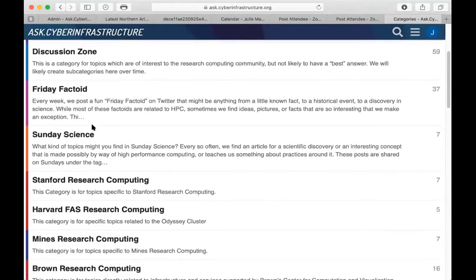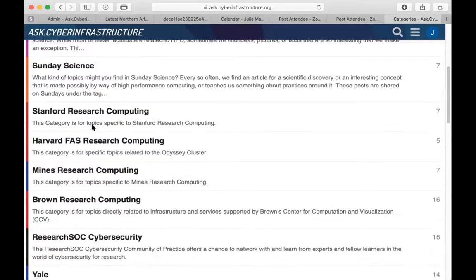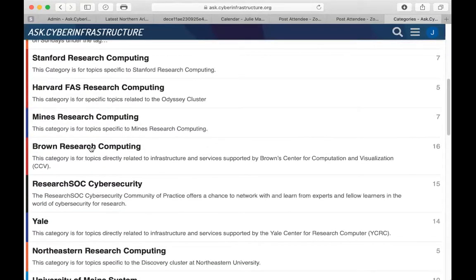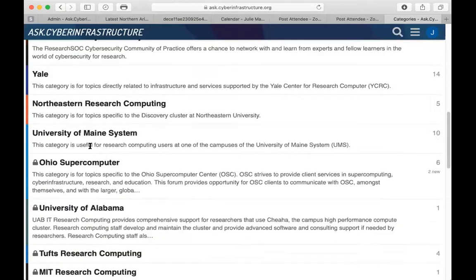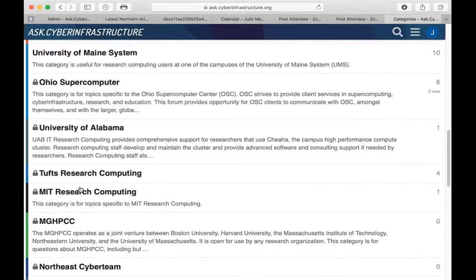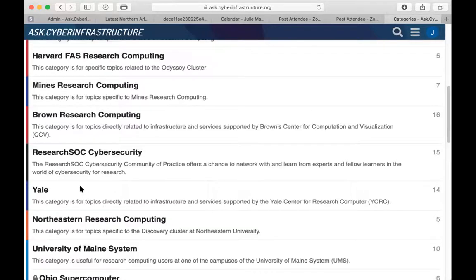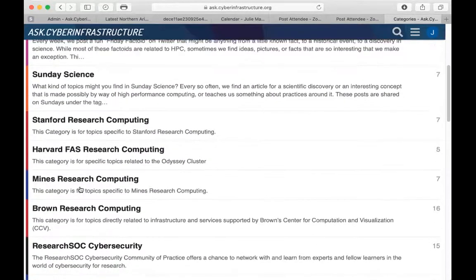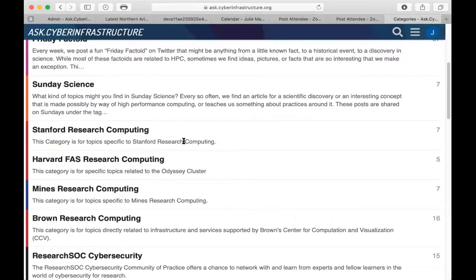We also post a Friday factoid every Friday, just fun things that are happening in the universe of computing, not necessarily just research computing, with the goal of having people interested. We tweet them and hopefully have people come to the site. Now you can see there are a number of locales that are up, and then there's a bunch that are under development. And everybody that we have on the call today has a site that's already up.